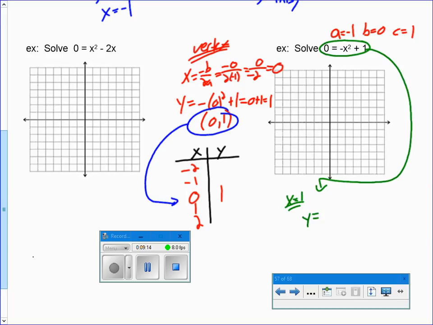So y equals -1 squared plus 1. So 1 squared is 1, so that'd be -1 plus 1, which is 0. So that'd be the value that goes in right there, and the same value for -1. Same thing I'll plug in for 2. -2 squared plus 1 would be -4 plus 1, which is -3.